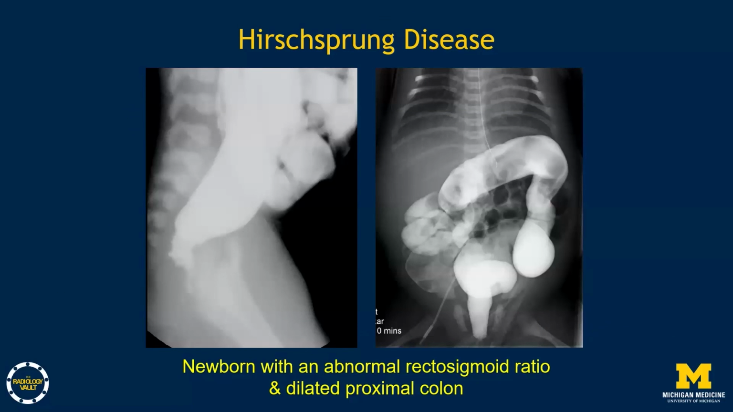So, for example, we're looking at a newborn here who's undergone a contrast enema, and on the images, we can see a narrowed rectum, a more dilated sigmoid colon, and on the lateral view, which is on your left, we can see the sawtooth contractions of the aganglionic rectum.